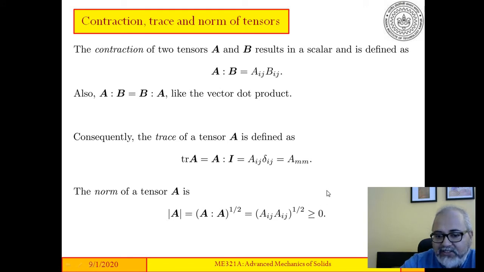It's always greater than 0 if A is itself not equal to 0. If A is itself not equal to 0, then this is always greater than 0. Only if A is 0 is the norm 0.